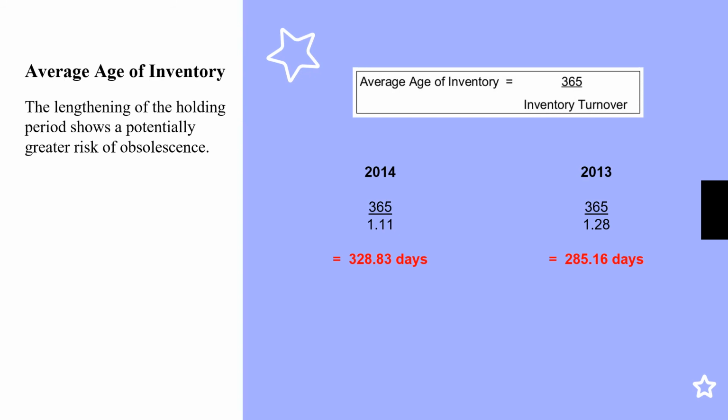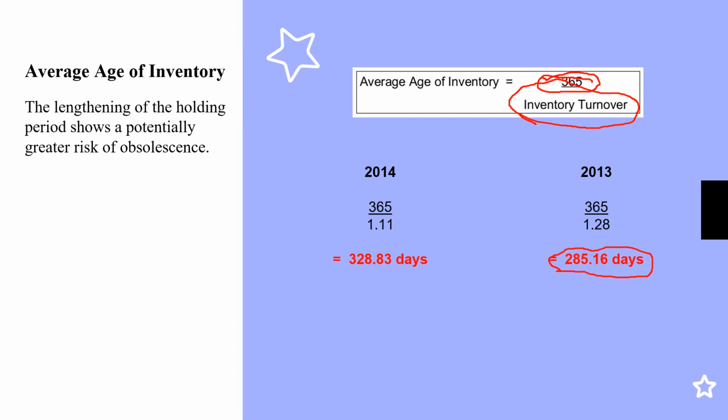So the average age of inventory. So the formula here is 365. So again, fixed. Yun yung ating calendar days. And then yung ating inventory turnover na na-compute kanina. Okay? So for 2013, 365 over 1.28 times. So we have yield here 285.16 days. So it took 285.16 days bago na-dispose or bago na-ibenta yung kanilang stocks or yung kanilang inventory.